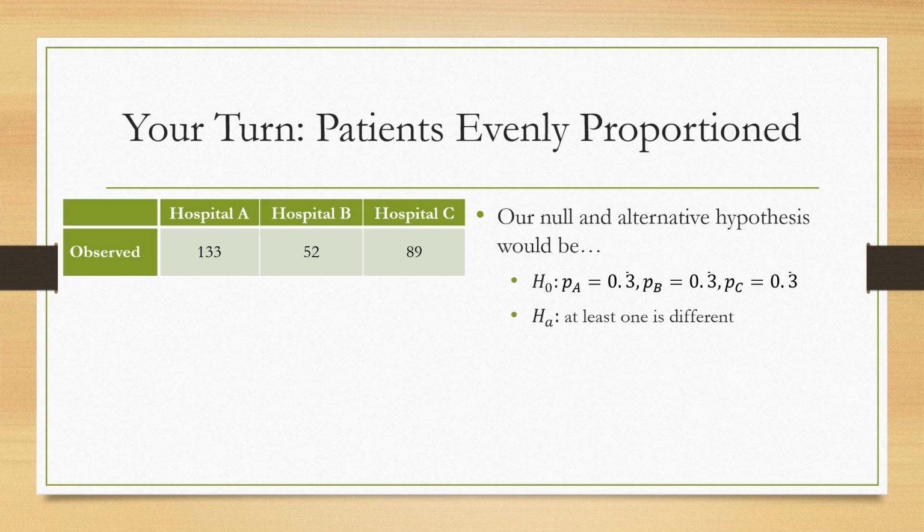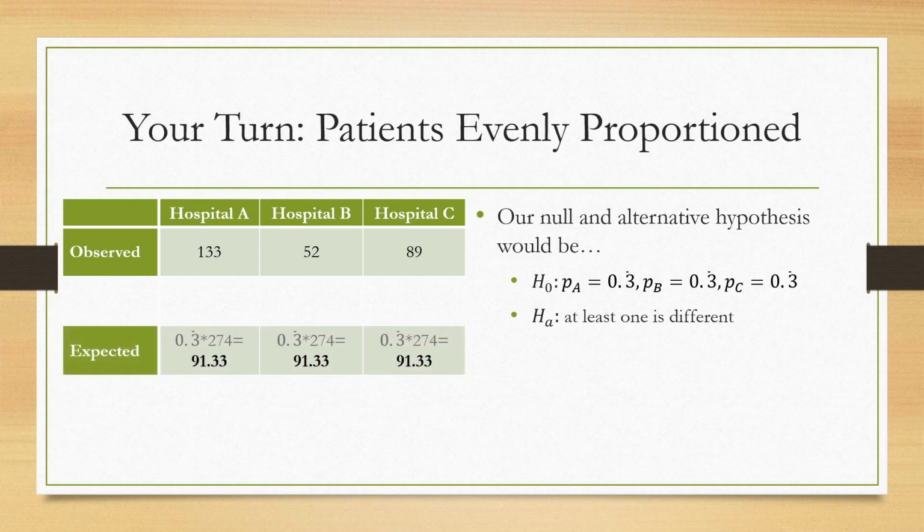Again, the alternative is that at least one of these hospitals is different than that proportion of patients. From here, I can go on and find my expected values. So I get the expected values to be 0.3 repeating times 274 patients, which is the same as before. That gives me 91.33 patients that I expect for hospital A, B, and C. It's the same calculation because the proportions are the same. The second part of the equation is the total sample size, which doesn't change. So I end up getting the same number, 91.33, for each one.